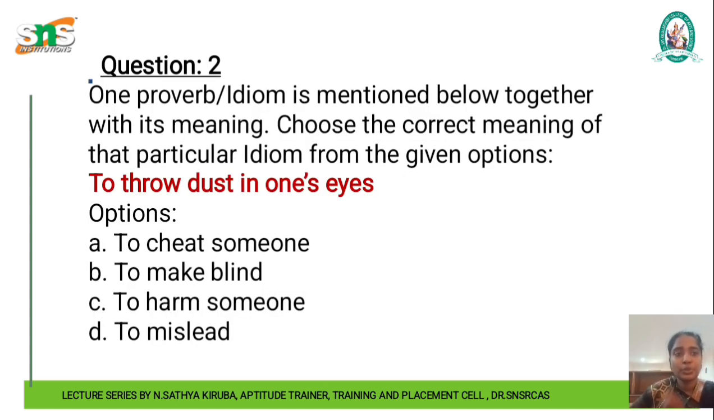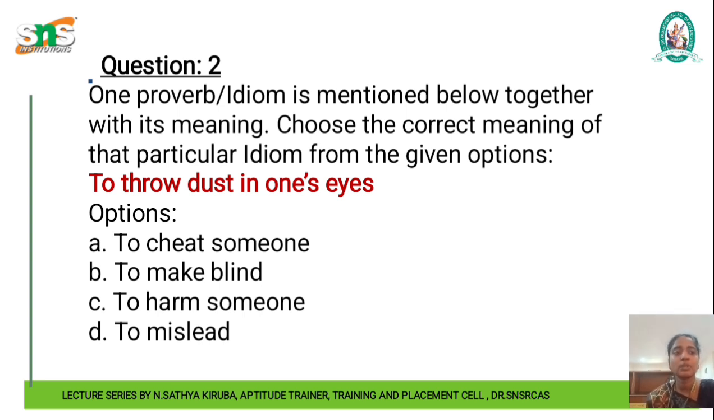Here, you should choose the correct option for the given idiom. So, what is the idiom given here? To throw dust in one's eyes. The options are: to cheat someone, to make blind, to harm someone, to mislead. When you throw dust in one's eyes, what will happen? If a person is standing and watching, nobody can cheat the person, but when it is said to throw dust in someone's eyes, it is not the literal meaning. You're not going to throw the dust in someone's eyes.